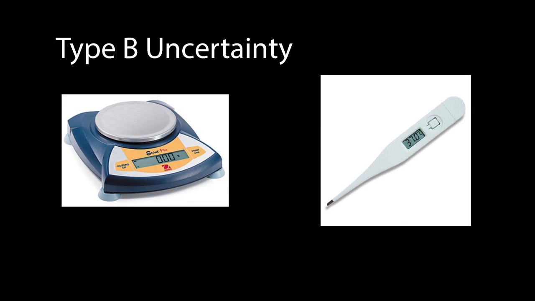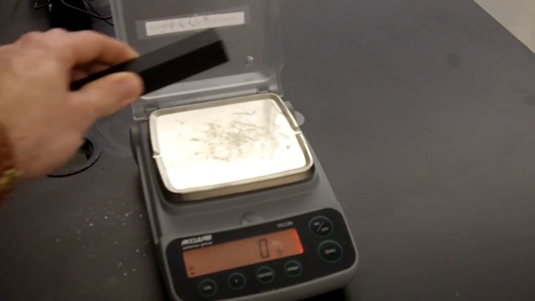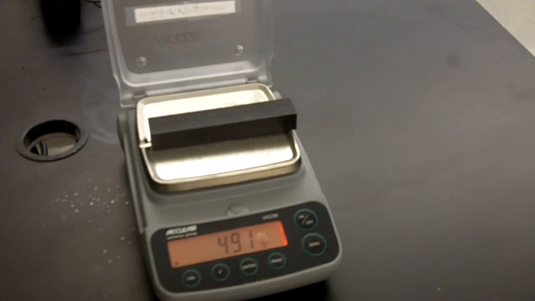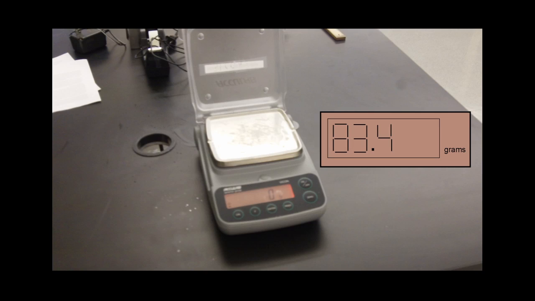We will first look at the example of a digital measurement, such as the reading shown by a digital scale that does not change over short time scales. In our example, we measured the mass of a steel block. We place it on the scale, and the display reads 83.4 grams.